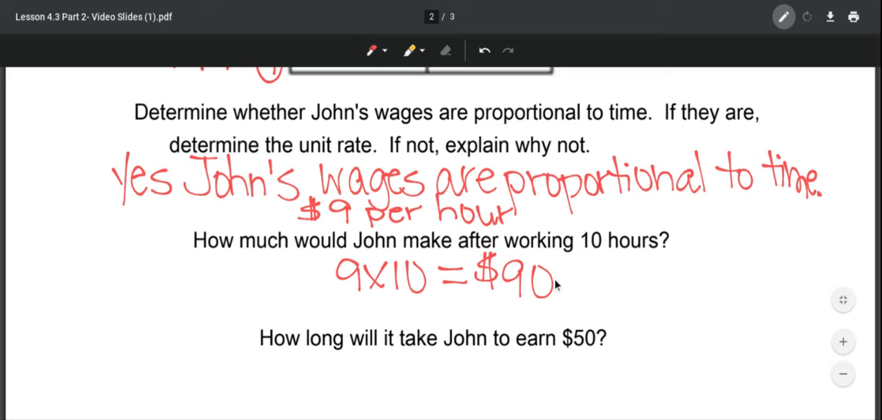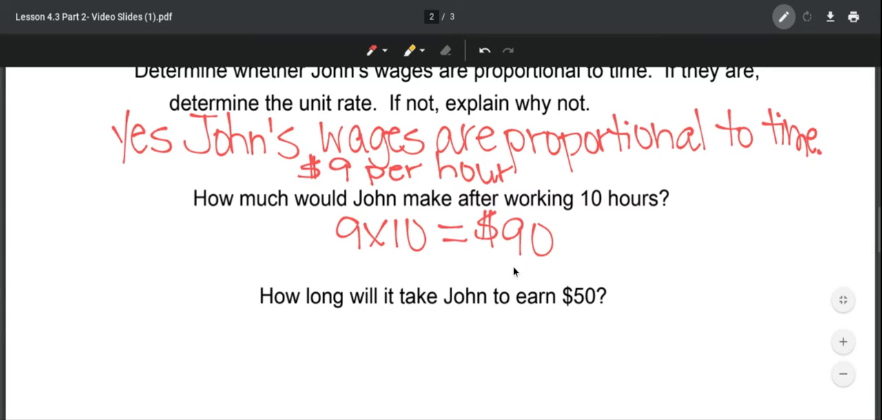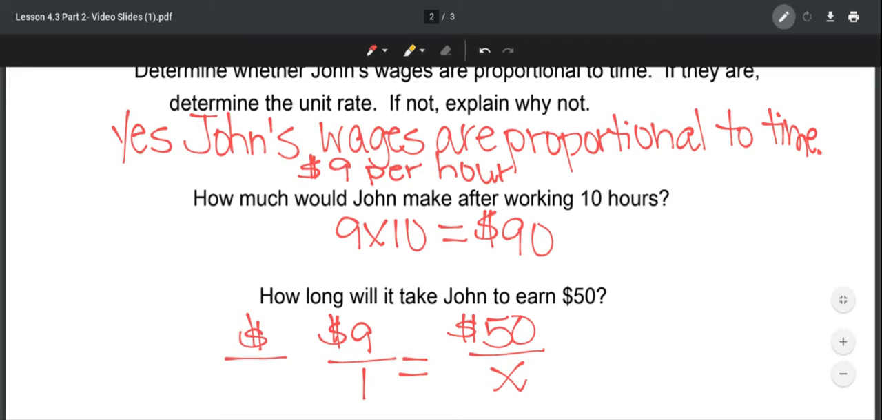How long will it take John to earn $50? Well, if we know that he is earning $9 in 1 hour, how long will it take for him to earn $50? That is the unknown. So by using the ratio money to hours, we can set up a proportion to figure that out.